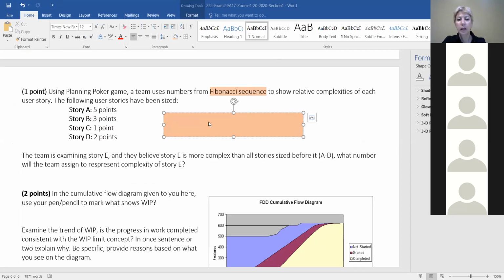Go ahead. So story A is taking 5, story B is taking 3, C 1, D 2. And we know the next story E is more complex than all the stories that we've seen here. What would be a number that we could assign to story E? Maybe the highest number. A higher number. So what would be a higher number in Fibonacci sequence?